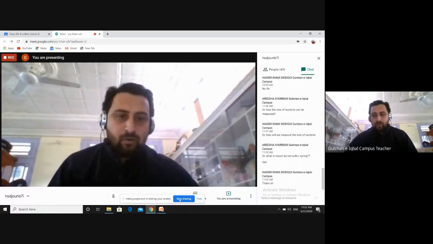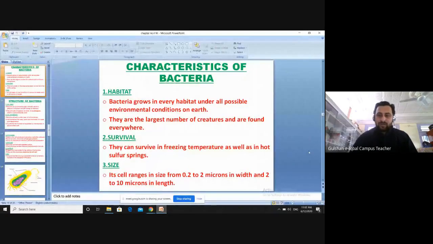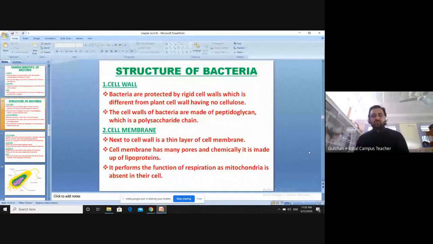Okay, now we are moving to the next topic, that is the structure of bacteria. Let's see what the structure of bacteria is. First of all, the cell wall. Bacteria is a cell, and it has a cell wall as well. It has a proper shape, okay? So bacteria are protected by a rigid cell wall. Rigid means firm, sakht, okay? So that is a rigid cell wall, which is different from the cell wall of the plant.